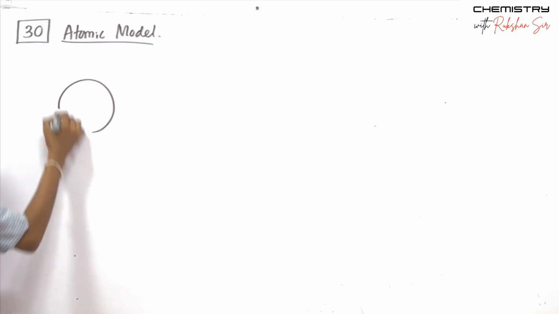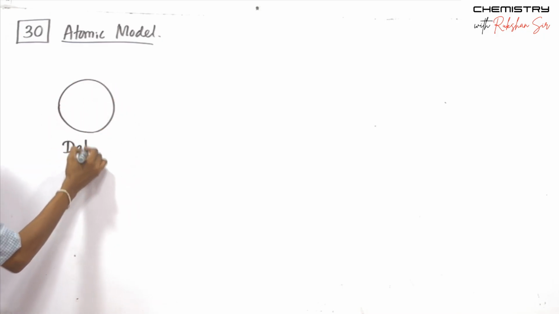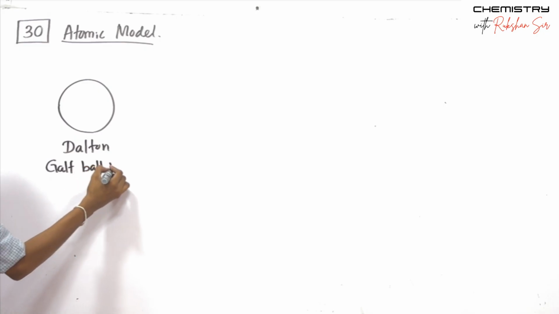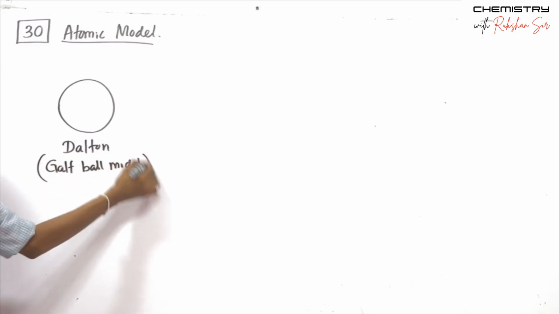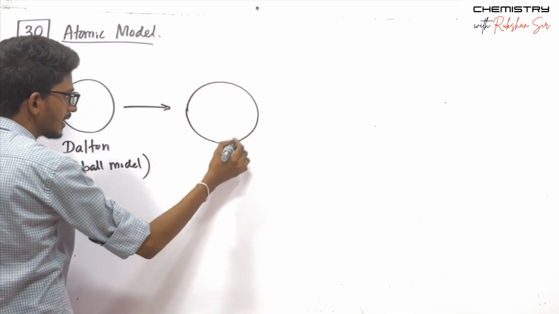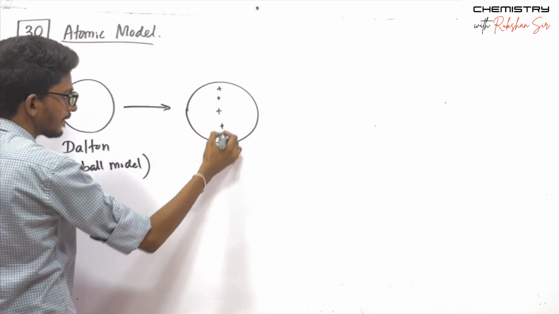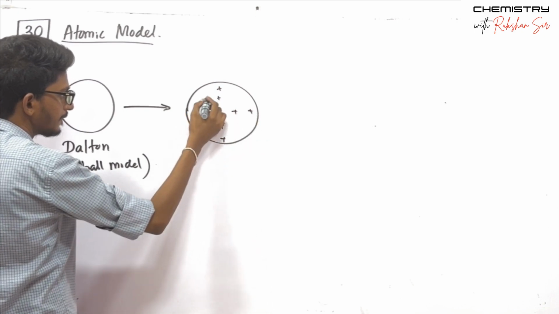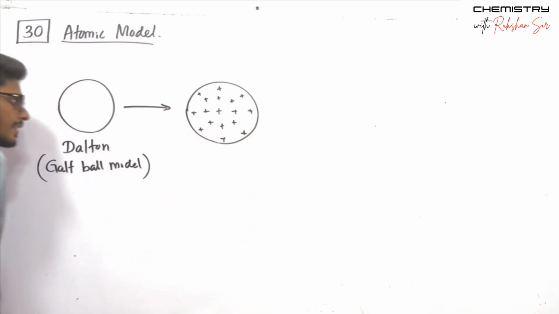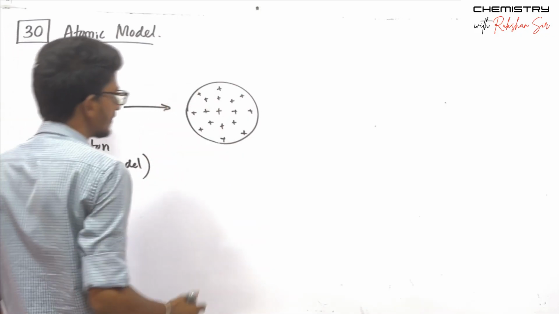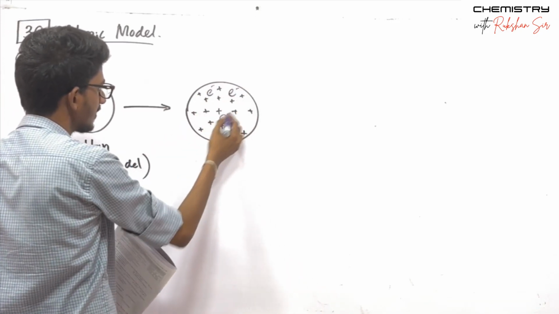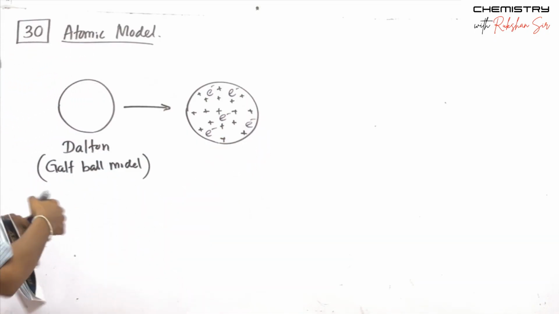So the atomic model started with Dalton, right? Golf ball model. Then, after finding subatomic particles, Thomson came up with the plum pudding model. You had a positively charged sphere, and at the surface, electrons were embedded here and there, like this. So this is the plum pudding model of Thomson.